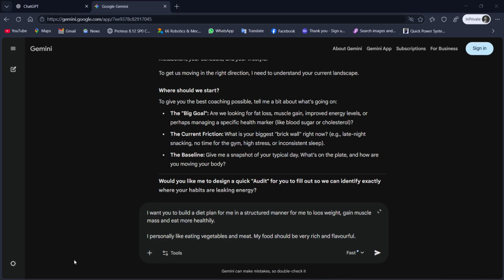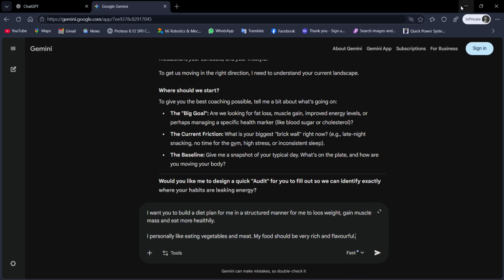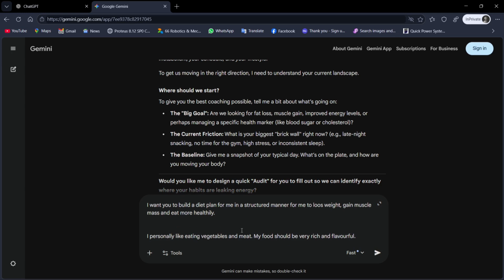So you can jumble it in whatever way you want, but the important thing is your prompt should contain each and every aspect of the framework. So I personally like eating vegetables and meat. My food should be very rich and flavorful. I would like to mention this somewhere around the end. So I'm just going to come down here and add another line.